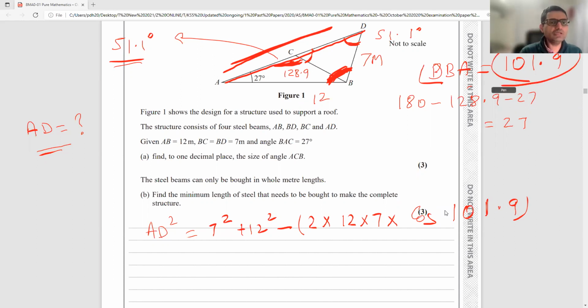Now you need to see how the question twists, because they're saying only put in the whole meters, we want to find the minimum length, so we are considering the whole of the shape. When you simplify this one, I think you get AD equals, who got the AD? Sarah, you got AD? I got 15.09. Very good. We got AD 15.09, and we know this is 12, we know this is 7, and I think this is 7 as well, right? We add all of them and we can see what answer we get there.